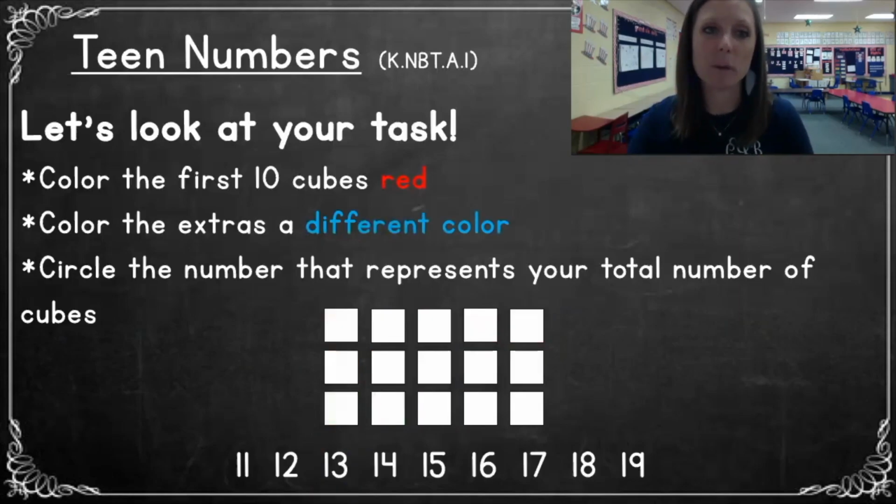Let's do a different one. This one says color the first 10 cubes red. Well, we've done that before, so I think we're going to be able to do that one again. Color the extras a different color. It doesn't really tell me how many extras, it just tells me the extras. So we're gonna have to see how many extras we have. And then again, the last thing we'll do is circle the number that represents the total number of cubes.